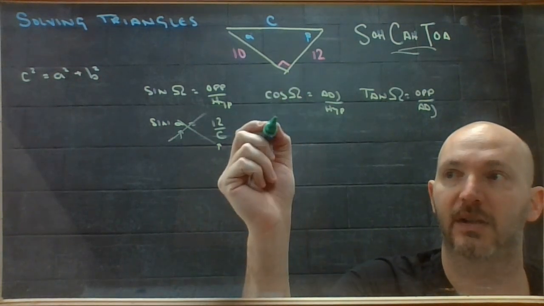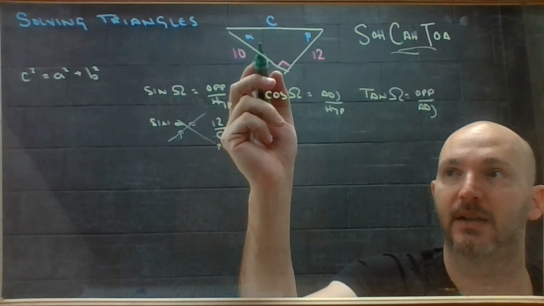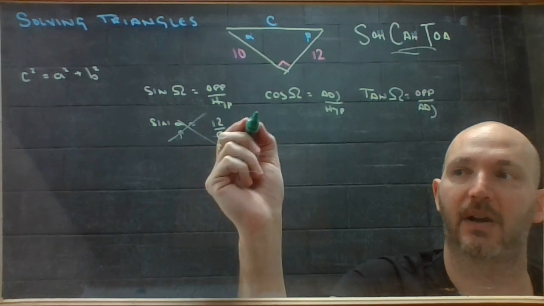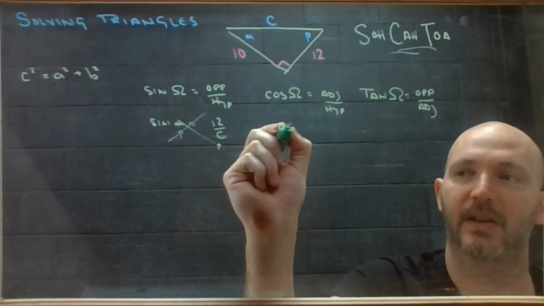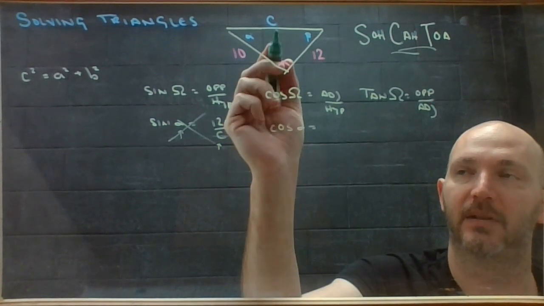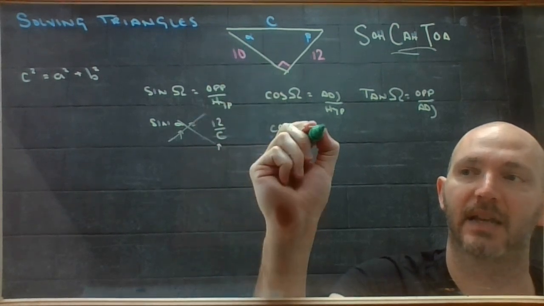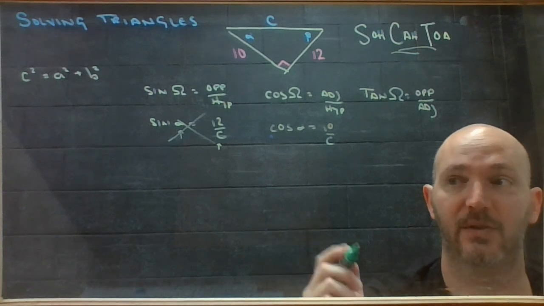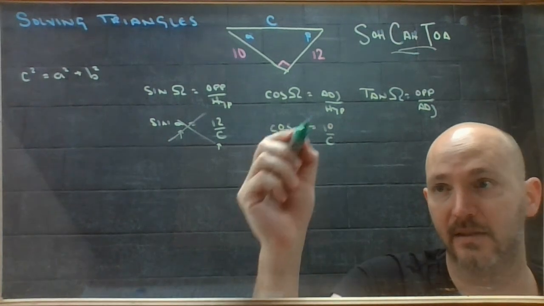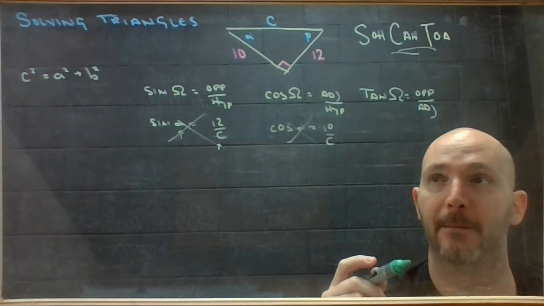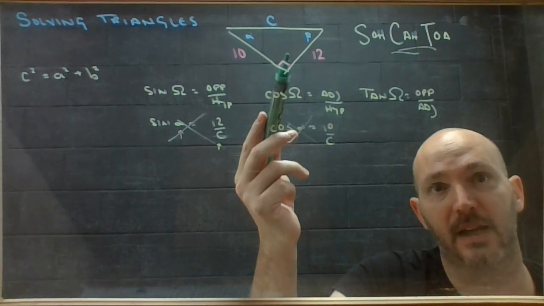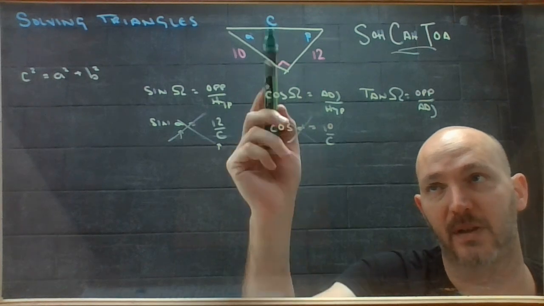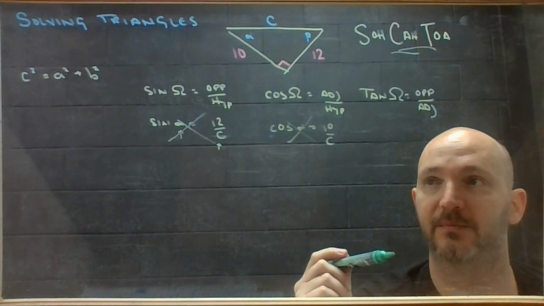If I try cosine of alpha, well, it's the same thing. I need the hypotenuse to do that. So if I tried to set it up, adjacent to alpha would be 10, hypotenuse is c, and you can see I have two letters in there, the alpha and the c. I can't proceed. Same thing's going to happen with beta. It's just a mirror reflection. 10 over c and 12 over c. I still can't use them.